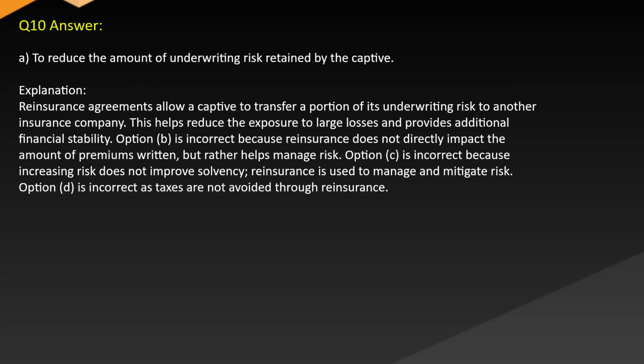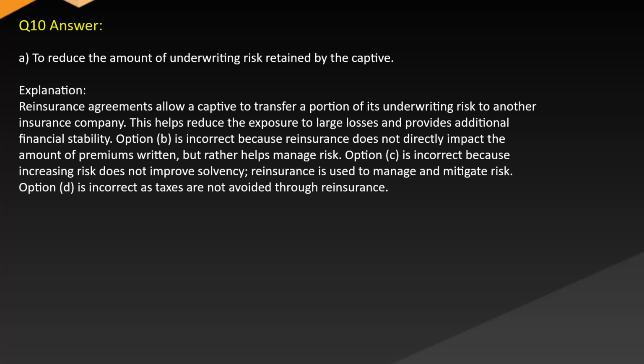Answer: A. To reduce the amount of underwriting risk retained by the captive. Explanation: Reinsurance agreements allow a captive to transfer a portion of its underwriting risk to another insurance company. This helps reduce the exposure to large losses and provides additional financial stability.